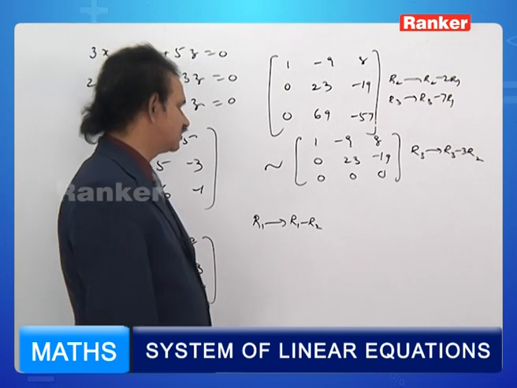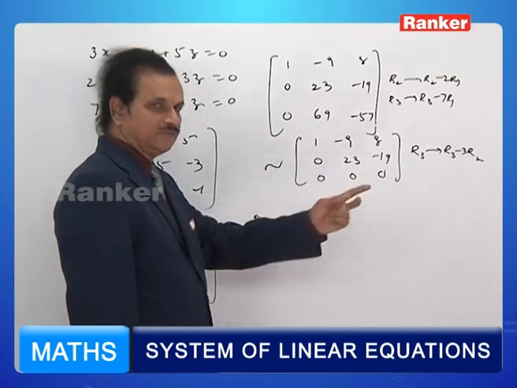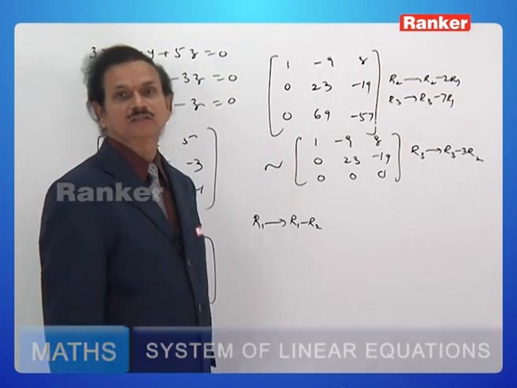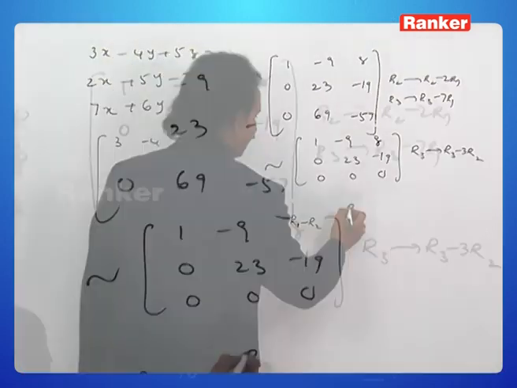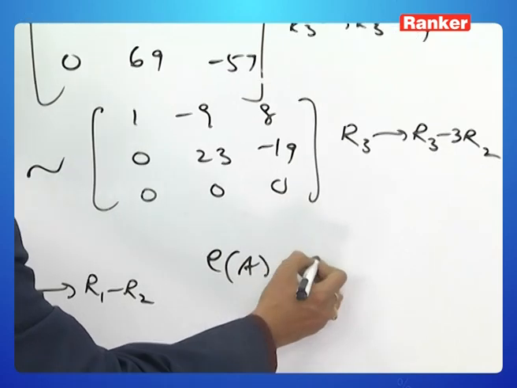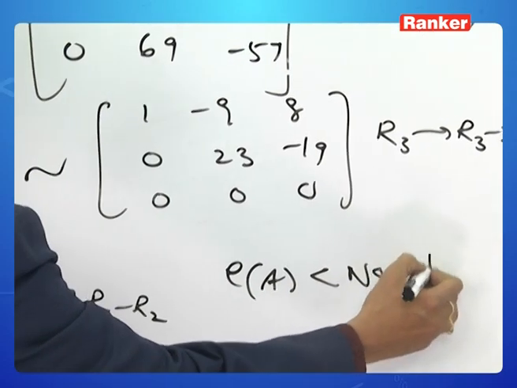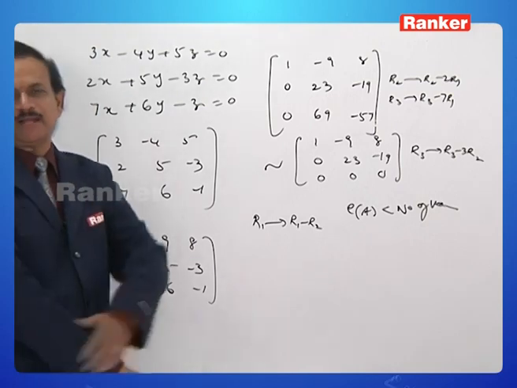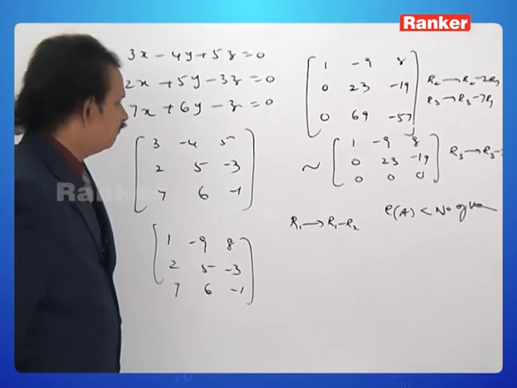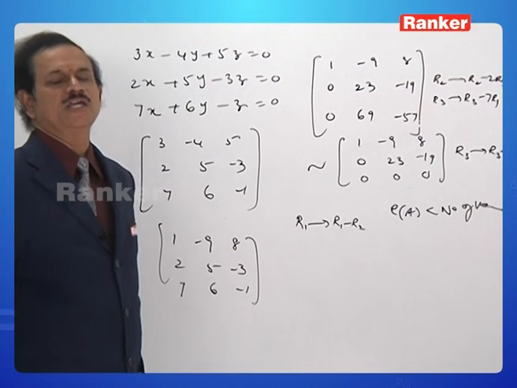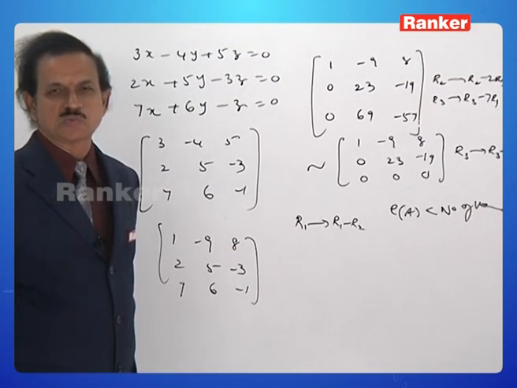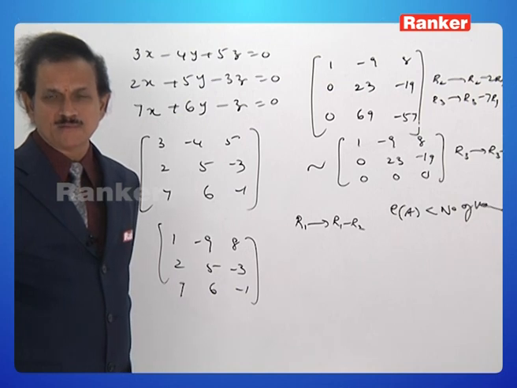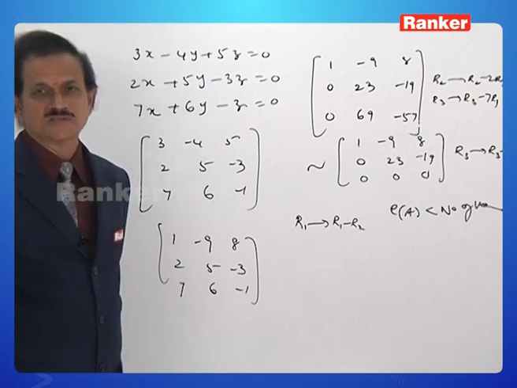What is the case with this? Number of non-zero rows is only 2, but the number of variables is 3. Therefore, rank of A is less than number of variables. Therefore, how many solutions will exist? Infinitely many solutions will exist. Do you want to see those infinitely many solutions?